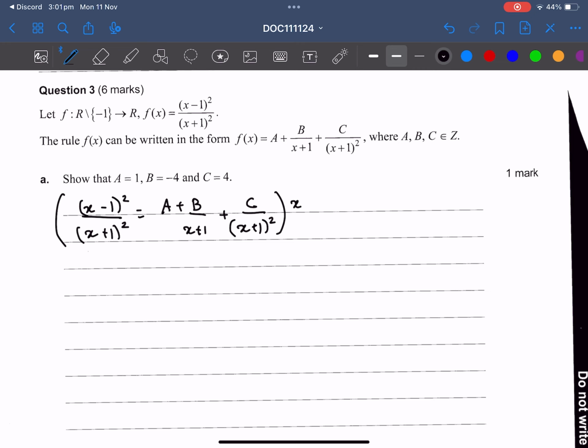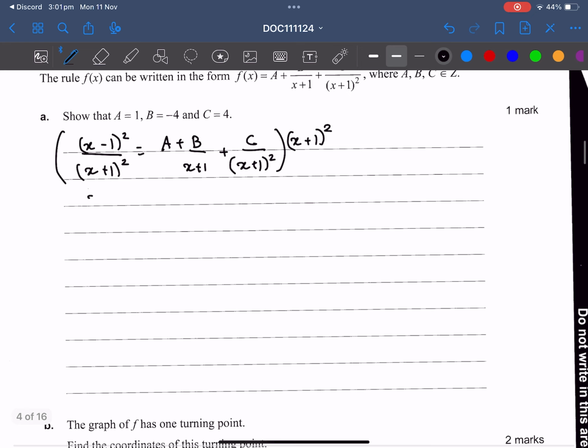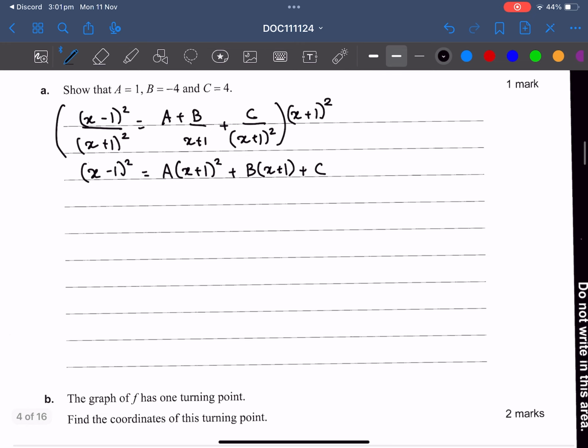Okay, so we times it by (x plus 1) whole squared. So (x minus 1) squared is equal to a times (x plus 1) whole squared plus b times (x plus 1) plus c. Now we just have to solve this. So x squared minus 2x plus 1 is equal to ax squared plus 2ax plus a plus bx plus b plus c.